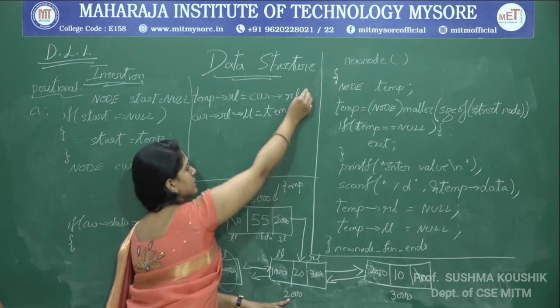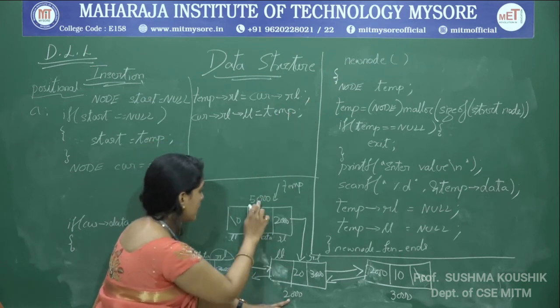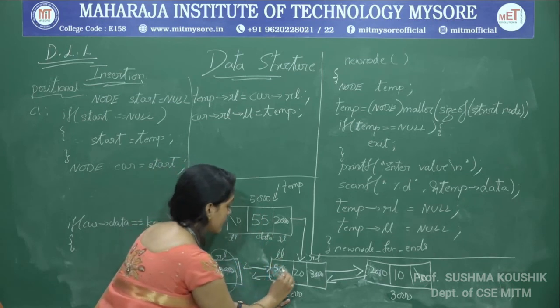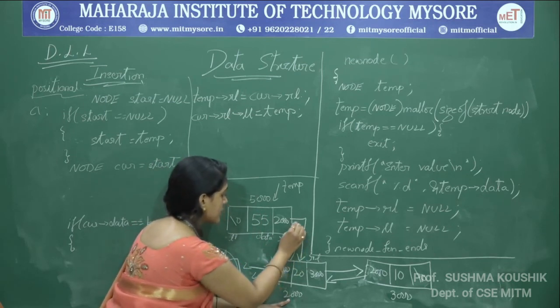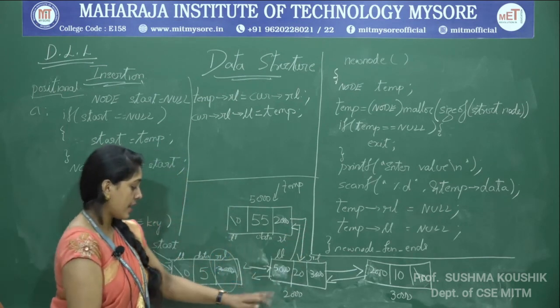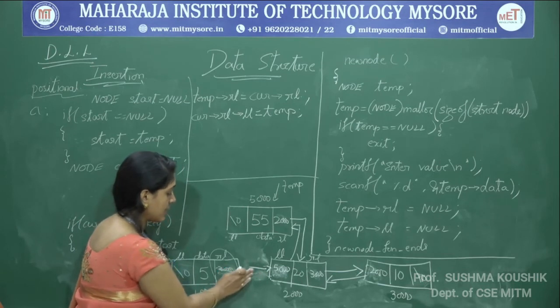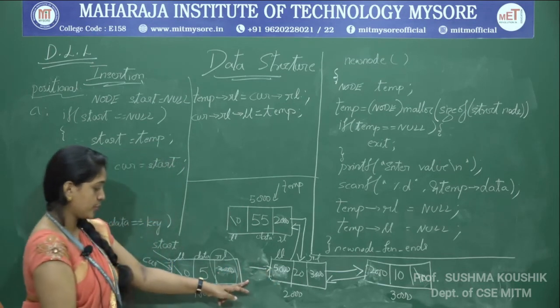So with this temp, this position is no more 1000. Now temp is having 5000, so it is 5000. So the link is established like this. These two new links are established. Now this link is no more here. Now only one link is existing, that also we will remove now.